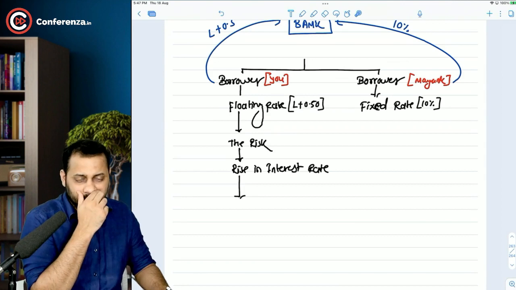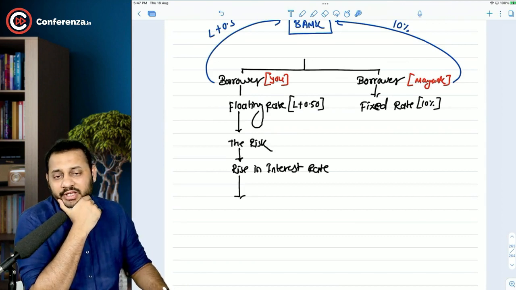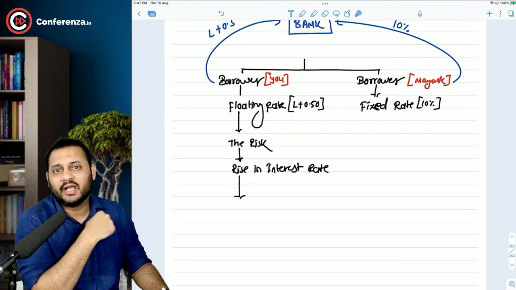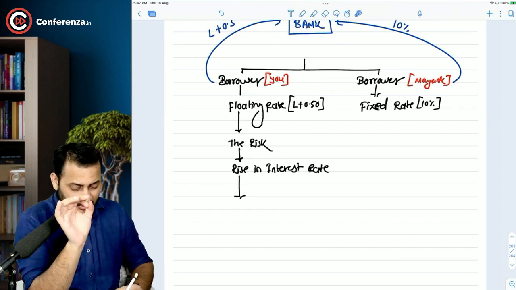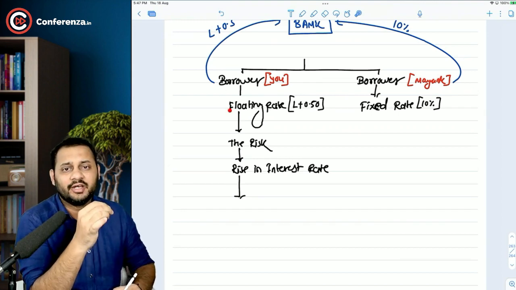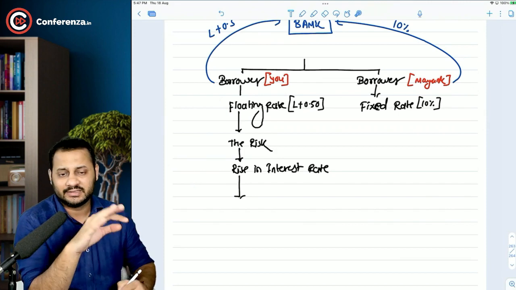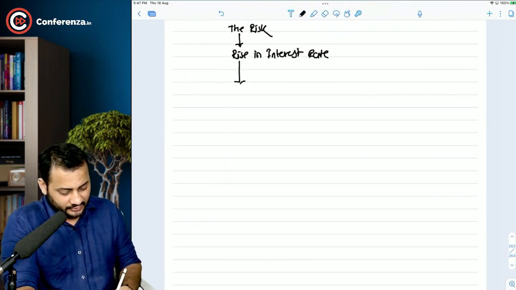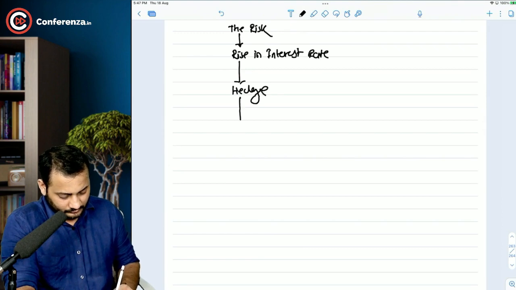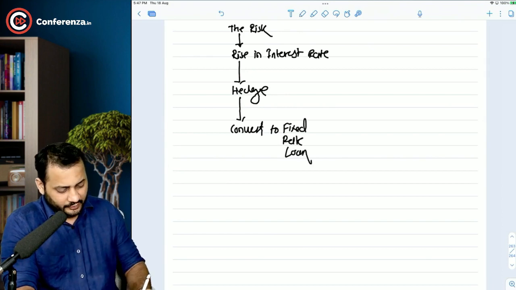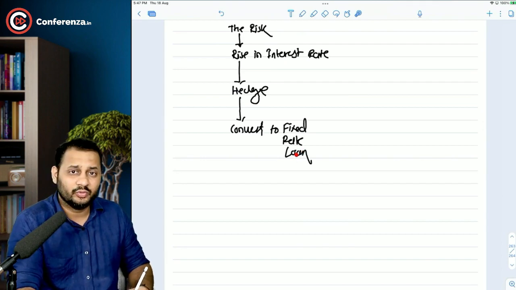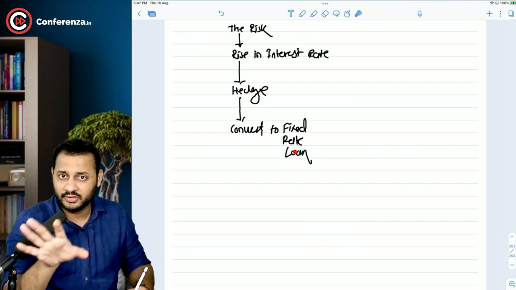Now in this scenario, it is very important to understand how we can hedge ourselves from the risk of rising interest rate. It's very simple, sir. Convert yourself from a floating rate loan to a fixed rate loan, and that's it. You can just hedge yourself. Convert yourself into a fixed rate loan. How to do that, we are going to learn in a while.